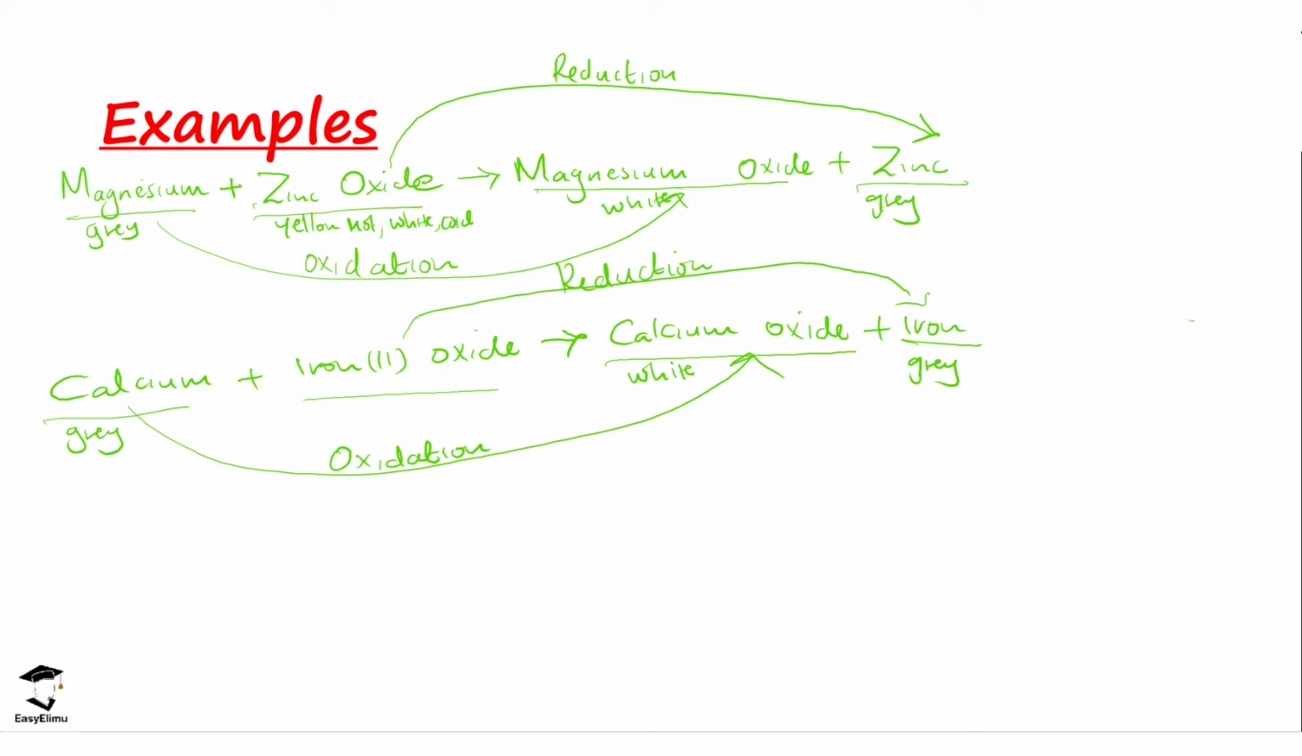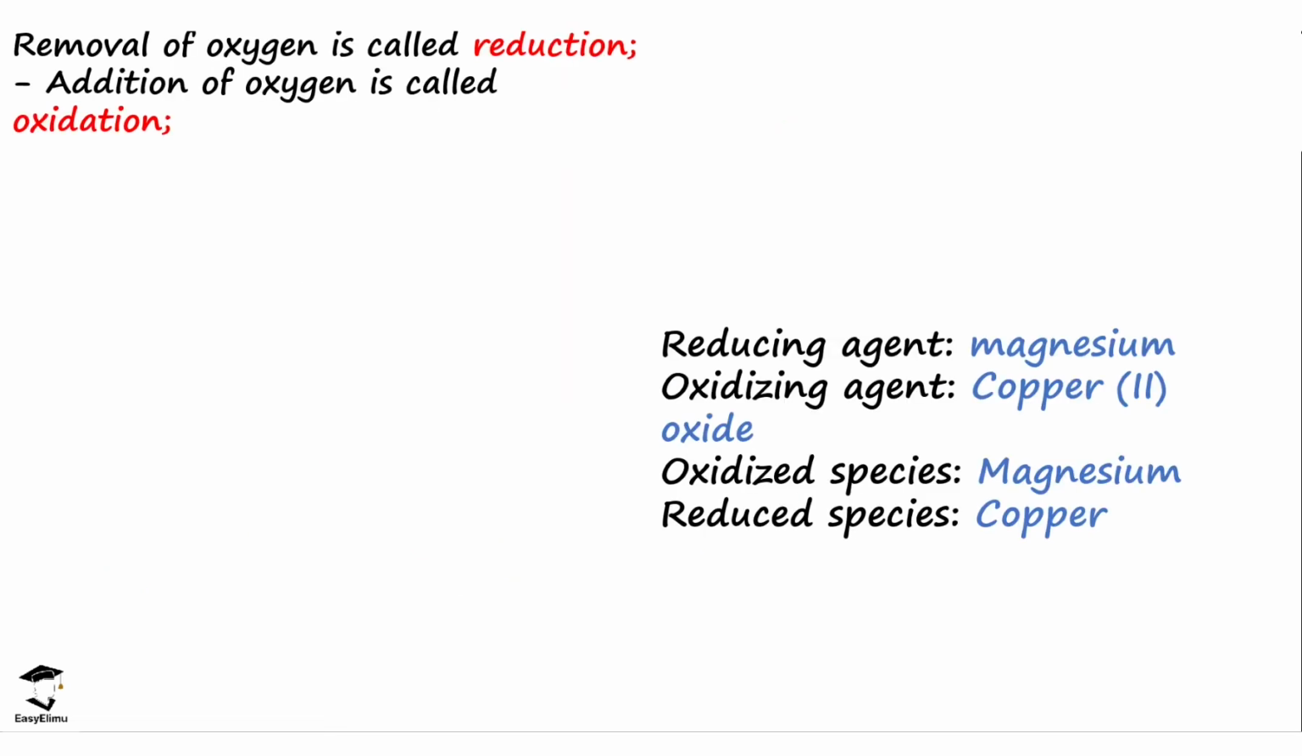If you were to take a metal that is below in the reactivity series, for example copper, and react it with magnesium oxide, this reaction is not going to occur. The reason is that copper cannot take away oxygen from magnesium since it's below magnesium in the reactivity series. So you'd say there is no reaction. As we said earlier, the removal of oxygen is referred to as reduction, and the addition of oxygen is referred to as oxidation.